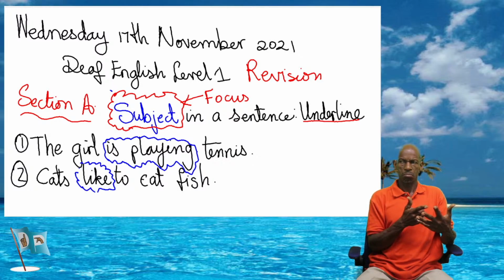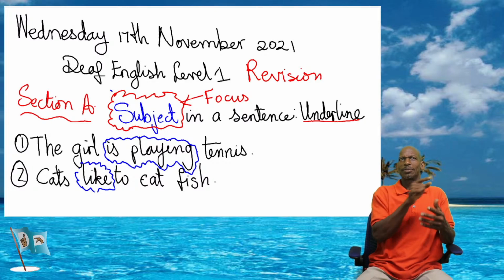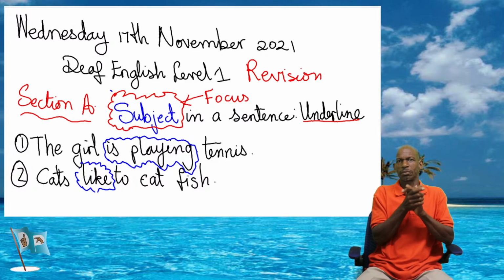So we have two sentences in section A, and you have to find the subject of the sentence. I'm seeing Sabriki is on.